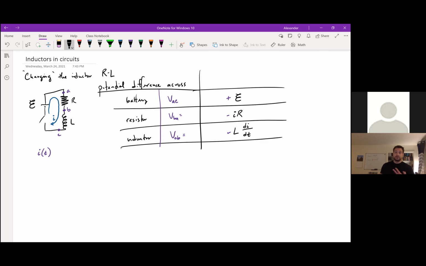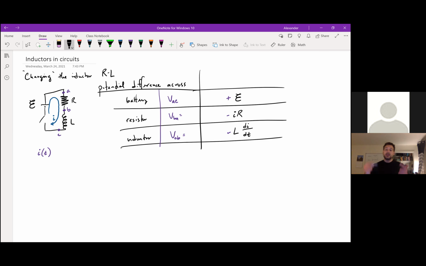Now, if we were interested in an application of Kirchhoff's loop rule around this particular circuit, we need to know how to express the potential difference across each circuit element. Now, the battery is the easy one. As we go from point C through the battery to point A, after we close the switch, the potential difference of A relative to C is just the positive EMF of the battery itself.